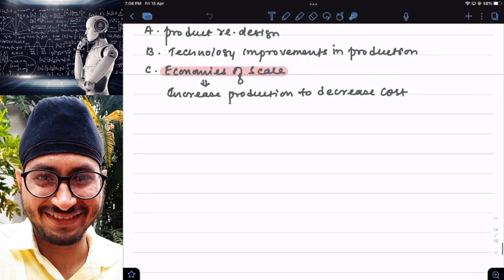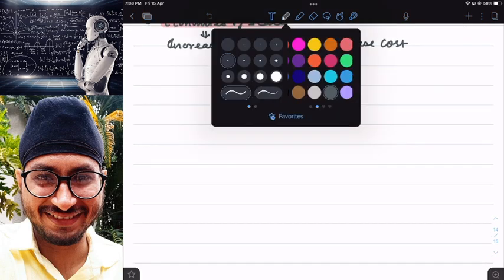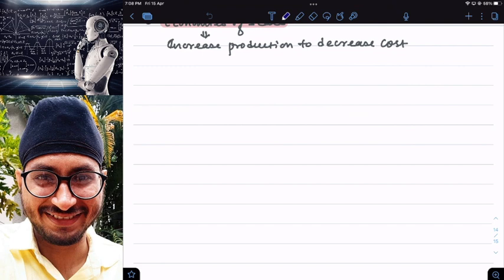Here, very important from exam point of view: Boston Consulting Group matrix. In short, BCG matrix. Sir, I want to analyze my portfolio. Clear? I want to analyze my portfolio, sir.